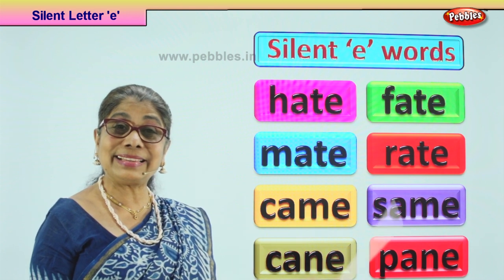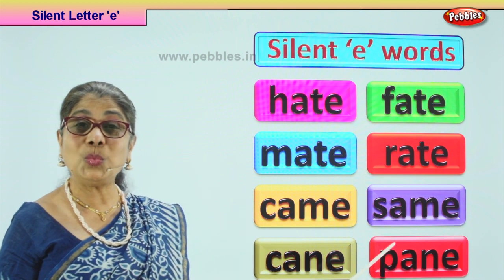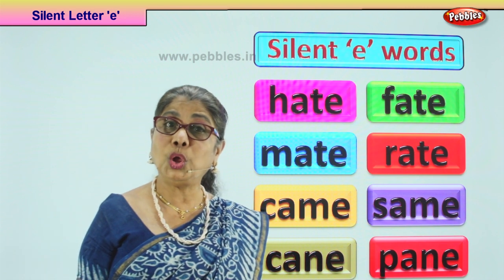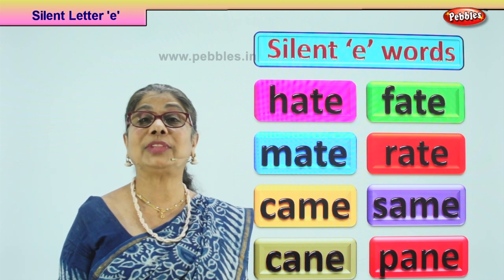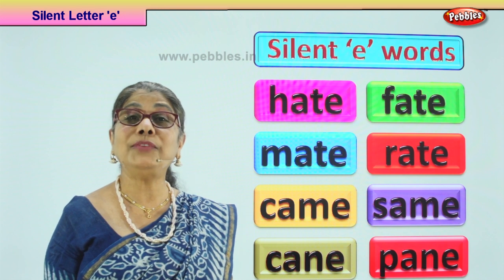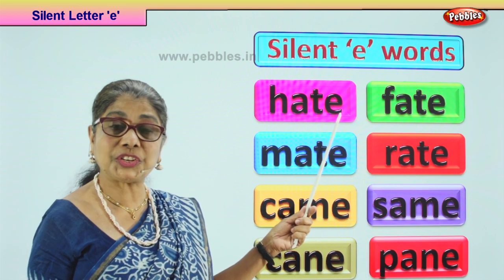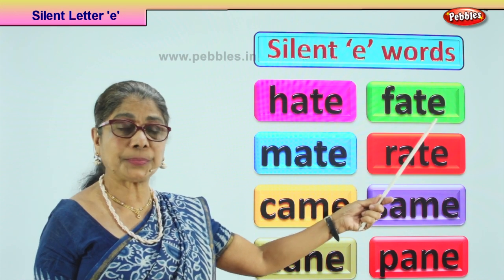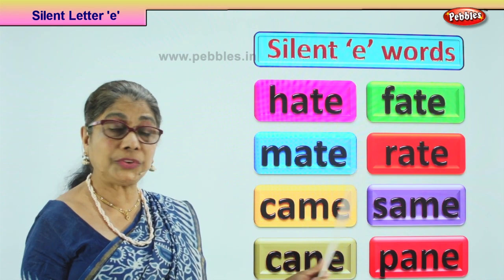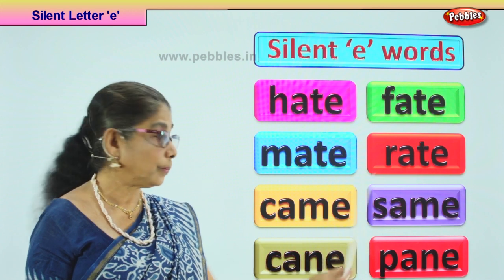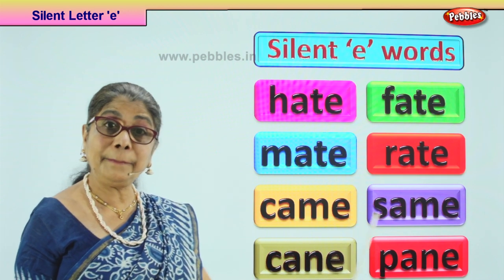So these are the silent E words. Shall we read them aloud? Look and read so that when you write, you do not drop the E because it is silent. Hate. Fate. Mate. Rate. Came.